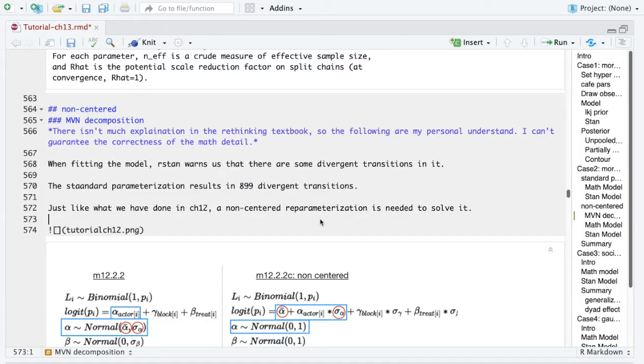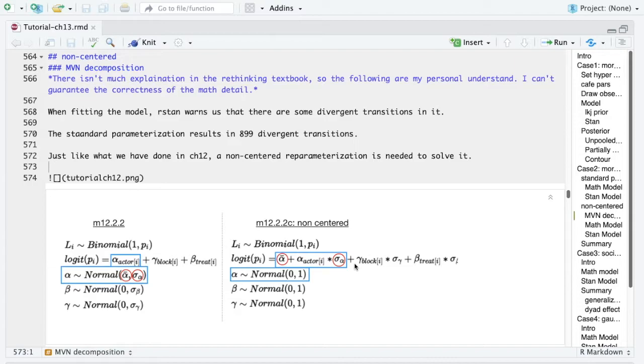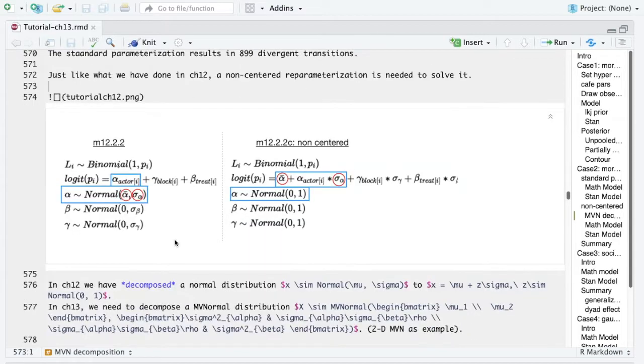Again, the only thing that can help us solve the problem is to use a non-centered reparameterization. The bad news is that there isn't much explanation in the rethinking text, so the following is my personal understanding. So I cannot guarantee the correctness of the math details, but I will try to explain it in an intuitive way. In chapter 12, we decompose a normal distribution, alpha follows normal(alpha bar, sigma alpha), into something like alpha bar plus alpha times sigma alpha, where alpha follows a standard normal distribution.